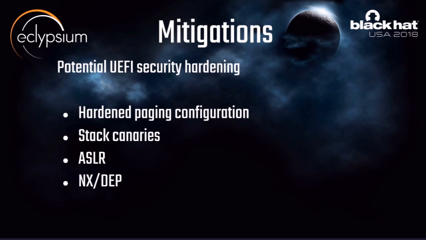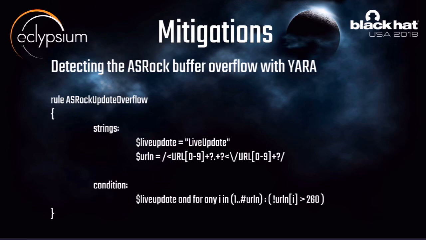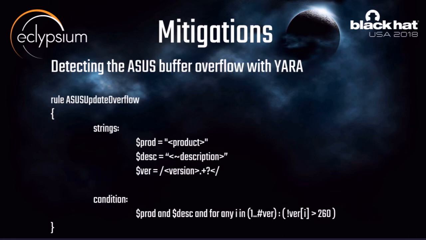So if you are concerned about detecting this, we can detect it with a fairly simple Yara rule if you have an IDS that can feed your network data through Yara. We just need to look for an extra long URL field, and it's a pretty simple rule. So we can detect the ASRock buffer overflow live on the network with this. The ASUS one is basically very similar, it's just a different field.